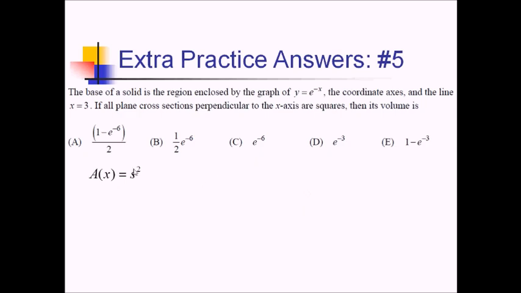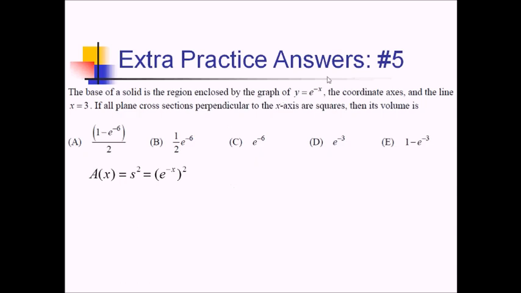So the base of our squares is just going to be the distance from this function to the x-axis, which is just the function itself, e to the negative x. So we can just write e to the negative x squared, and we're actually going to simplify this when we put it inside the integral. So now for that integral, we've got the volume being the integral from where to where?